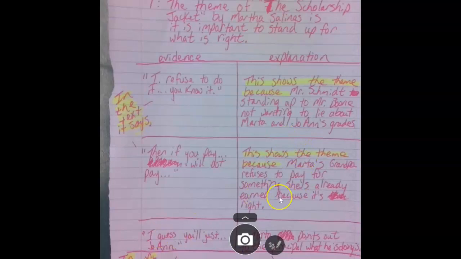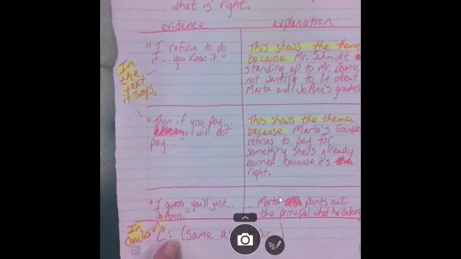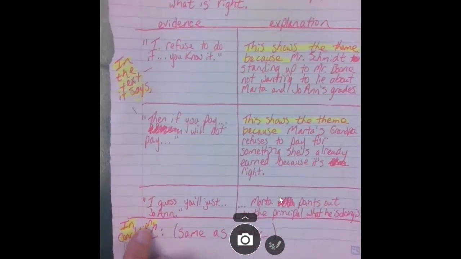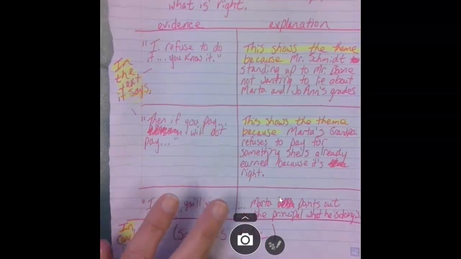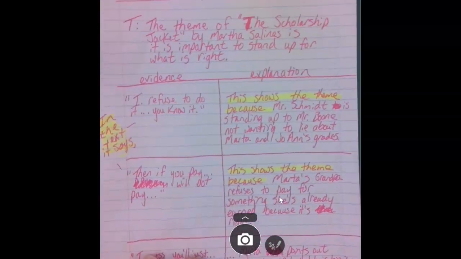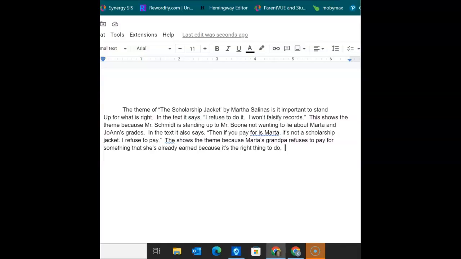And now I'm going to go to my concluding sentence, and I remember, okay, I'm going to start that with in conclusion, and then I'm going to type the same as the topic. Okay? So I go back to my paragraph, and I'm going to say in conclusion, comma, and I'm actually just going to copy and paste that first sentence. Make that not capitalized. And for some reason I capitalized it. Okay, so I have my paragraph done.